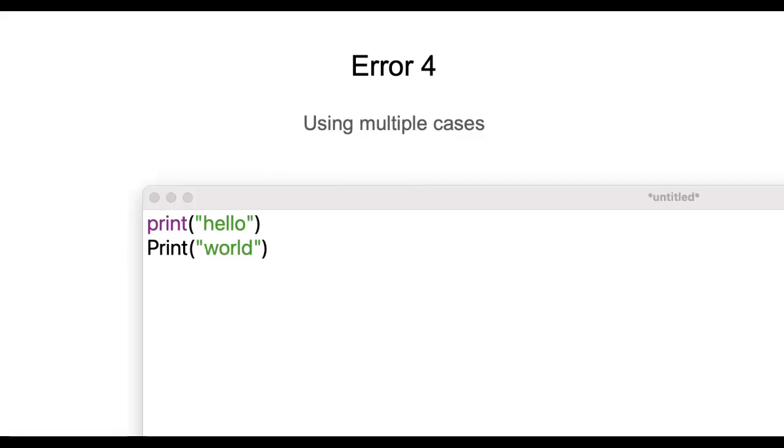Error 4, using multiple cases. That means uppercase or lowercase. Python is case sensitive, so you must be really careful if you use uppercase for anything that it is specifically for a reason, and you need to be careful. Everything is lowercase, usually in Python. The example below shows we've got a capital P for the second print and the text has gone black. That means that Python isn't going to recognise it and will give us an error.